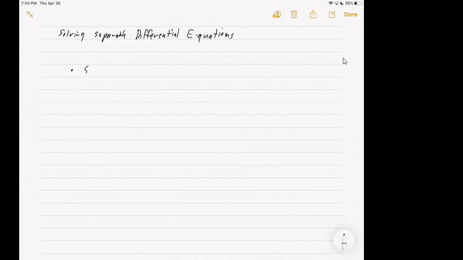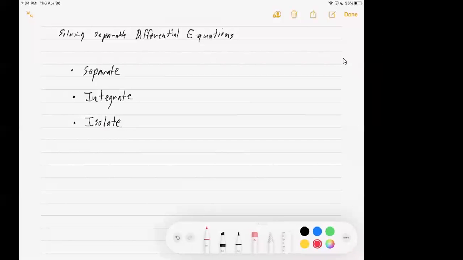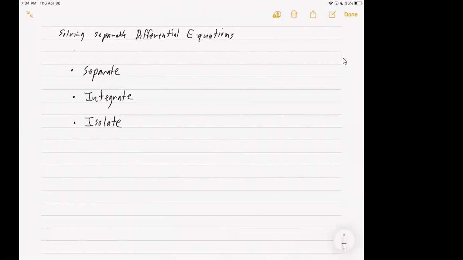We separate, we integrate, and then we isolate. And just to make things rhyme, sometimes before we begin the separation process, this is a sometime step, I just call it algebrate.